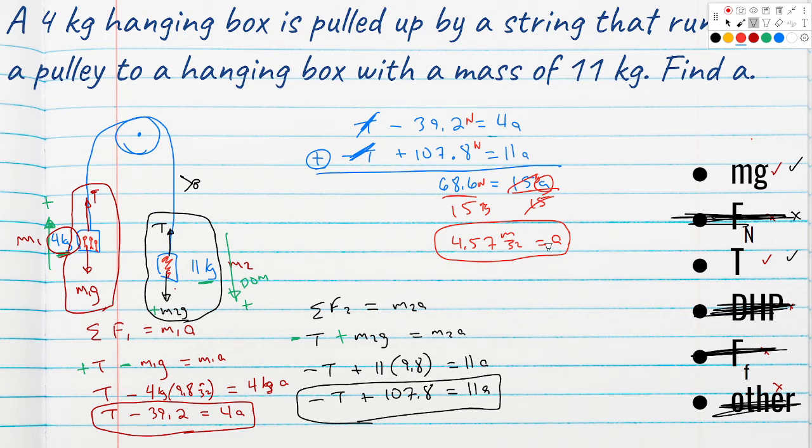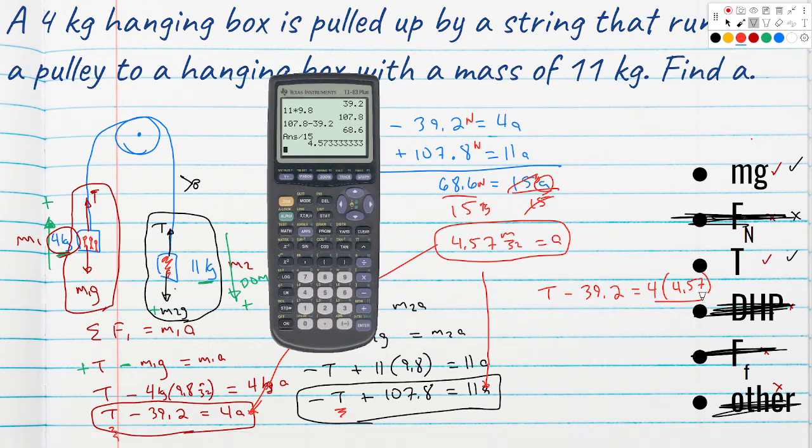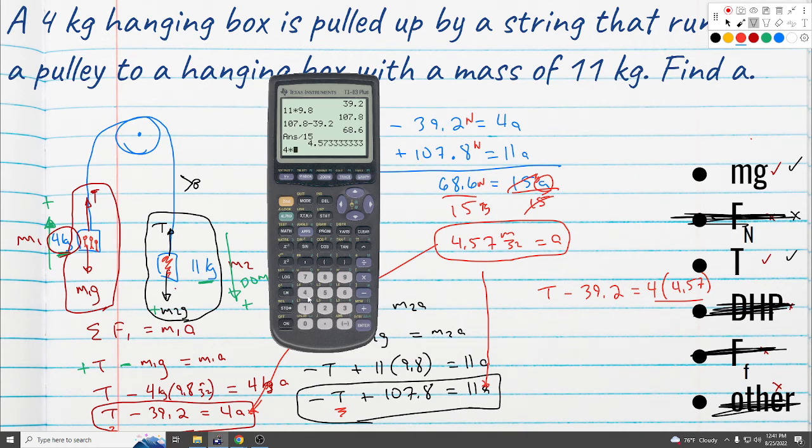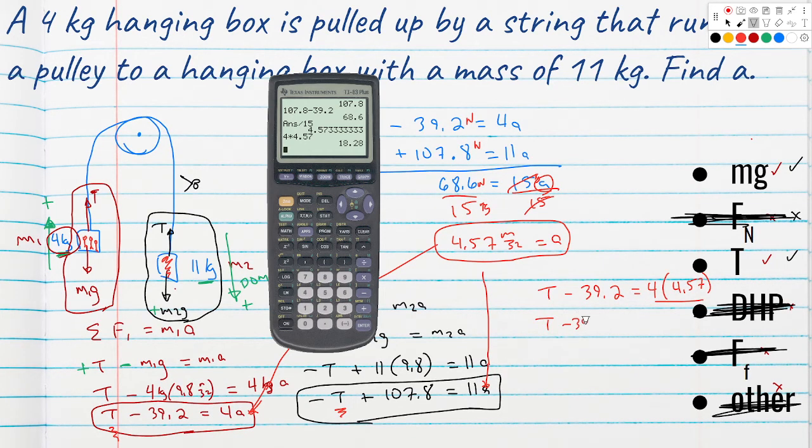And all you have to do, now that I know a, I could either plug it in right here, or I could plug it in over here and solve either equation for T. Okay, this one's a little bit easier because I don't have to deal with that negative sign right there. So just to show you what I mean, if I take that first equation, the red one, T minus 39.2 equals 4a, but now I know the value of a, so I can put that in like that. On the right hand side, that would be 4 times 4.57. That would be 18.28. T minus 39.2 equals 18.28.